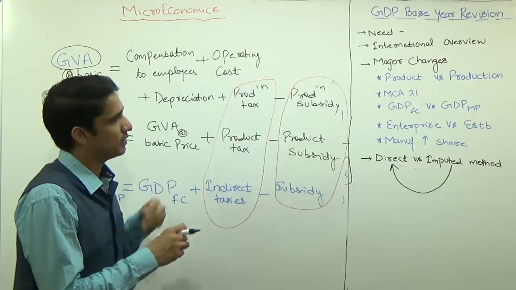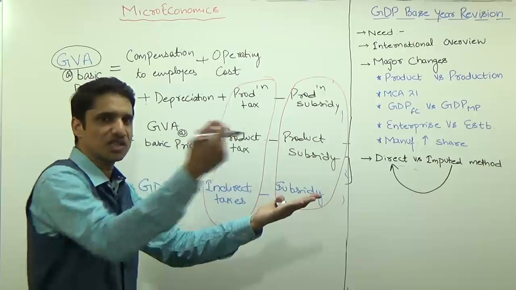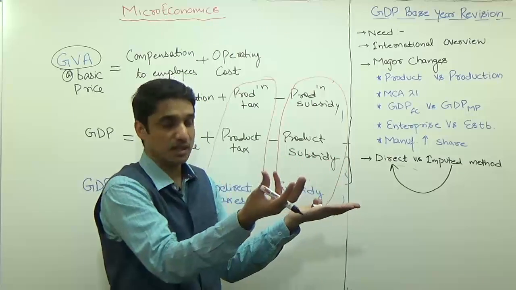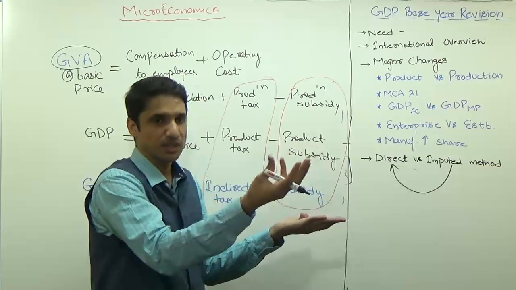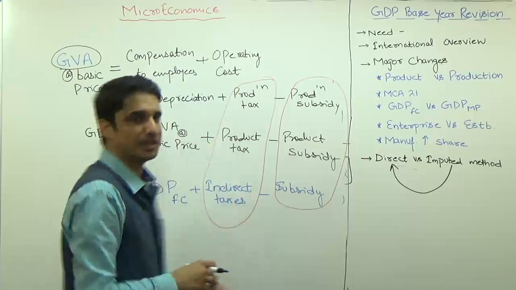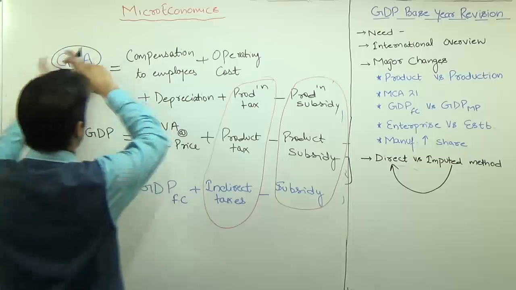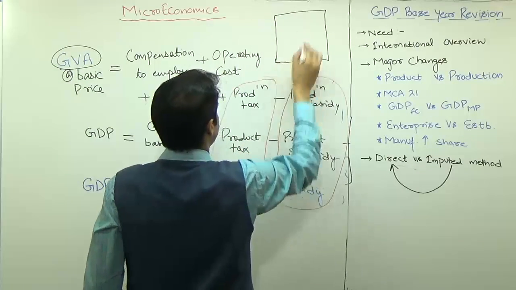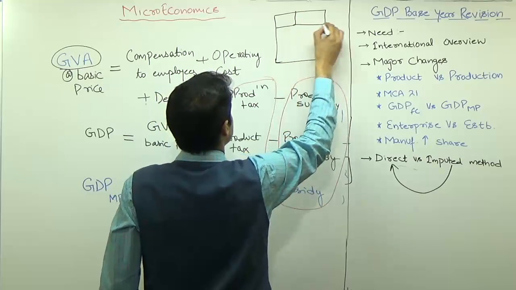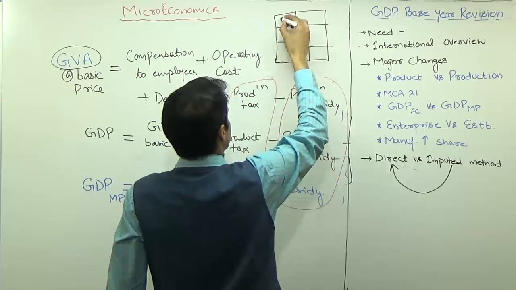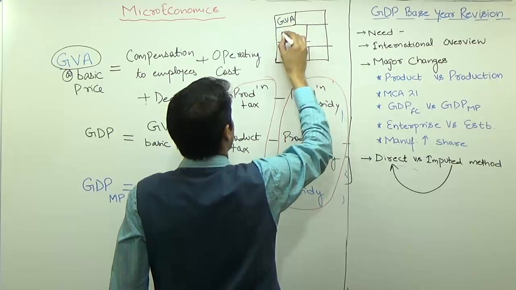Suppose we have the textile sector and the construction sector. If the construction sector has to pay some extra tax, or if the government is giving some subsidy, then sector-specific gross value added can be calculated. So gross value added will be a concept of sectors. If this is the total GDP, this is one sector, this is the second sector, third, fourth, fifth, sixth. So sector-specific GVA you can calculate.